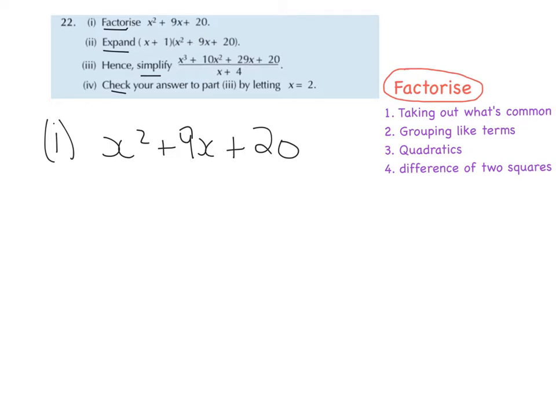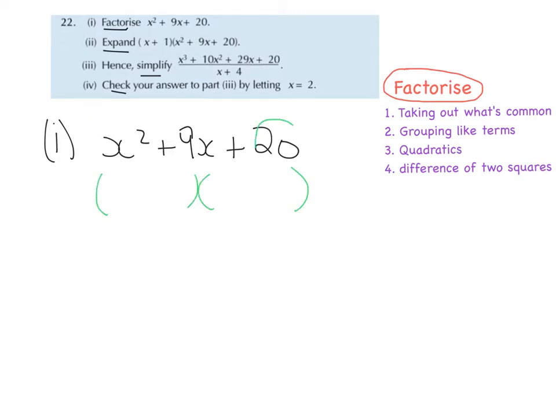Okay, so we're looking at this. I have a square, an x and a number, or a square, a letter and a number. And that always tells me that this is a quadratic. Okay, so your quadratics is your back-to-back brackets. And that's what I'm going to do now. So I have my back-to-back brackets as so.